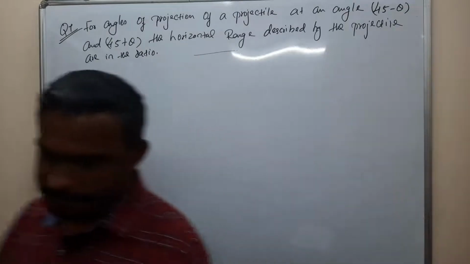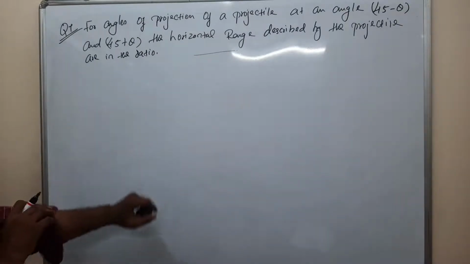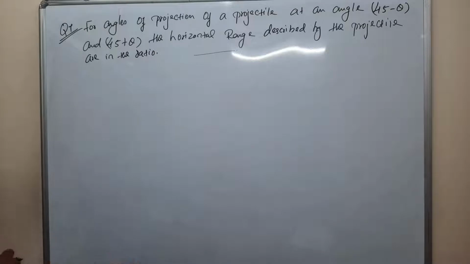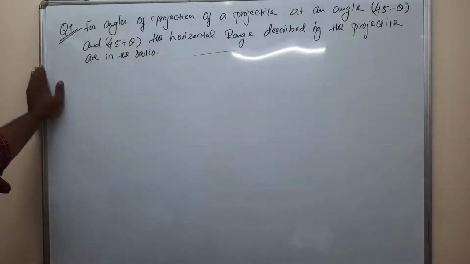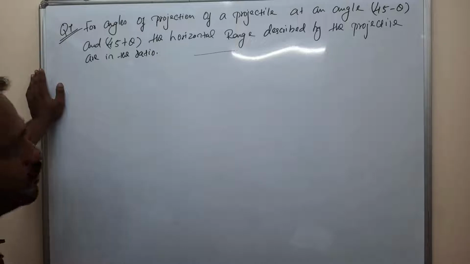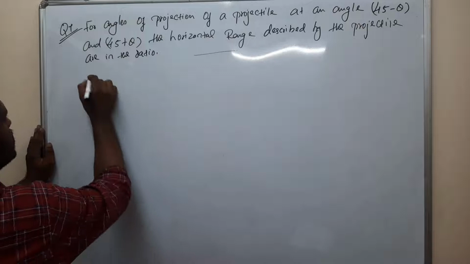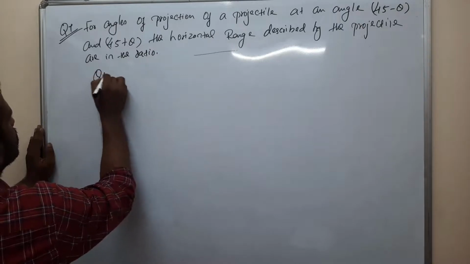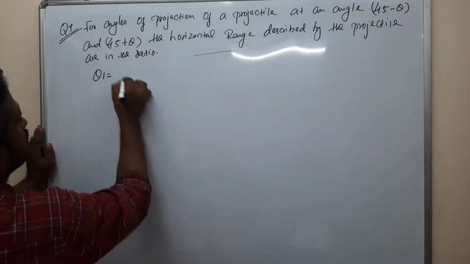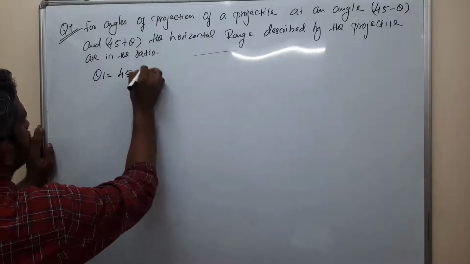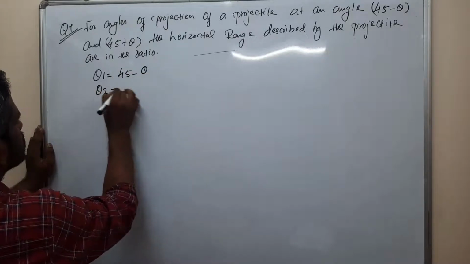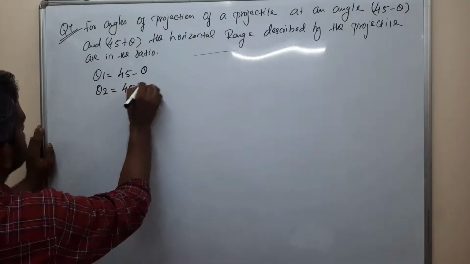So seventh question: for angles of projection of a projectile at an angle 45 minus theta and 45 plus theta, the horizontal ranges described by the projectile are in the ratio. So let theta 1 be the first projection, that is 45 minus theta. Theta 2 is equal to 45 plus theta.